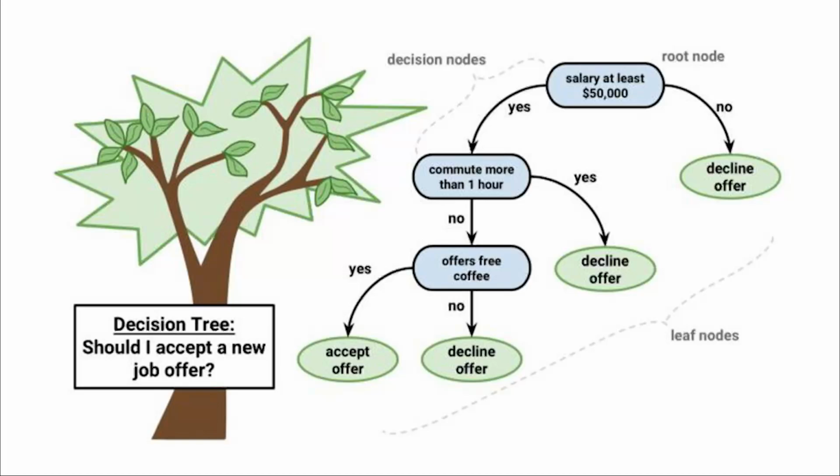From there, we test against the next attribute, namely, do we need more than an hour to commute to work? Similarly, if the answer is yes, we decline the offer and land in the second leaf node in the middle of the illustration. In the case of a no, we progress to the next and final decision node. There, we test against the attribute of free coffee at the workplace. If no, we decline. If yes, we accept. After all, coffee is a must.